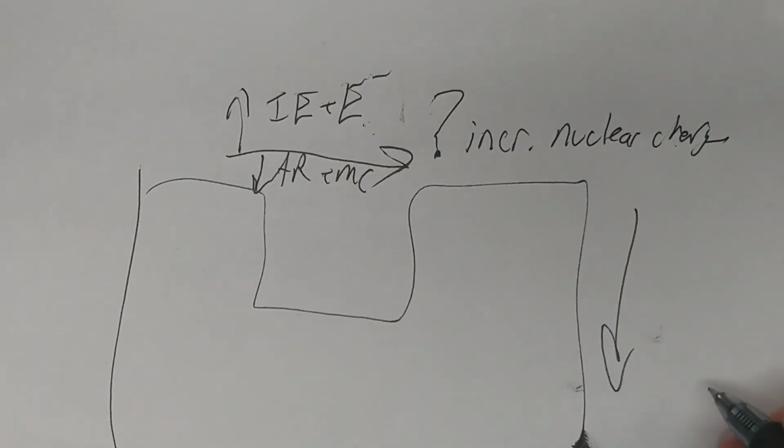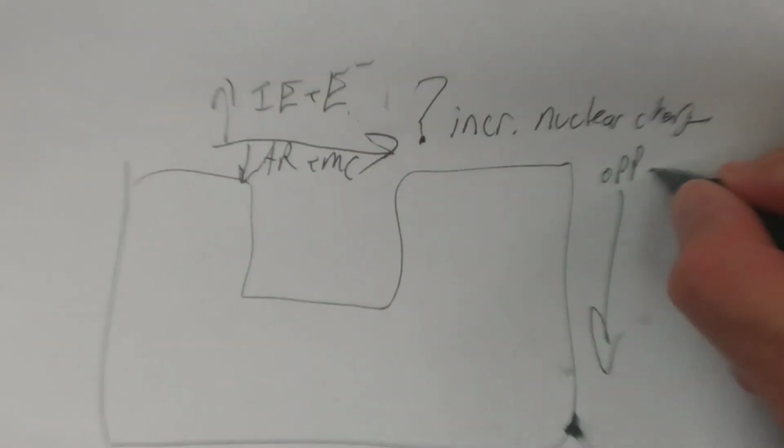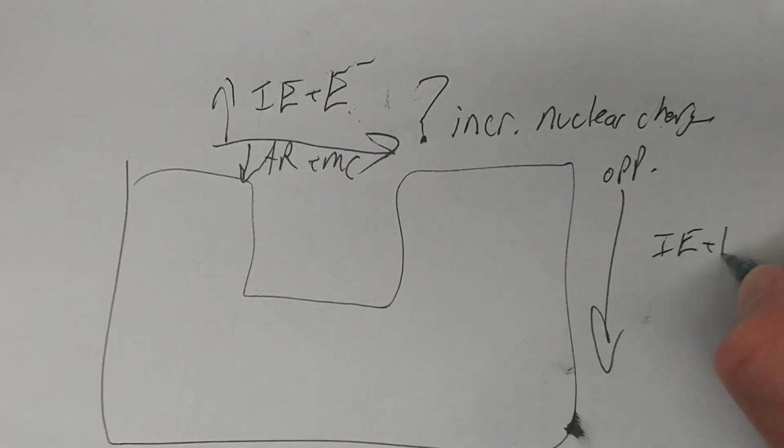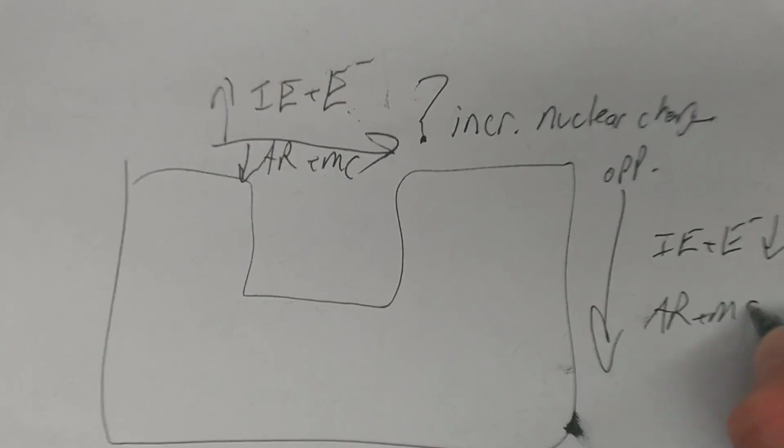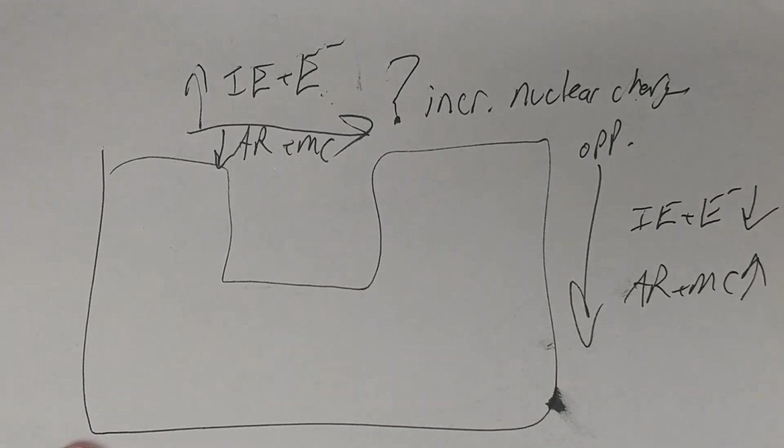Going down a group, everything is the opposite. So ionization energy and electronegativity both decrease. Atomic radius and metallic character both increase.